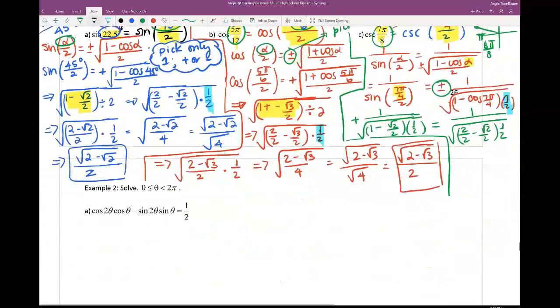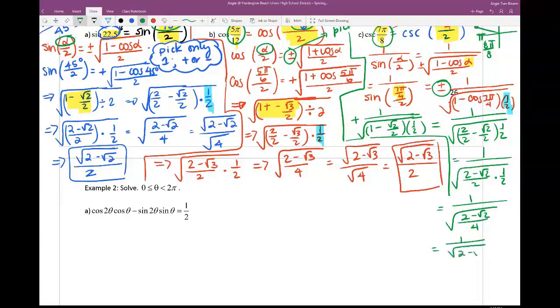Okay, keep on going. Then 1 over. Now the denominator is the same, so 2 minus rad 2 all over 2, times 1/2. Keep on going. 1 over big radical, 2 minus rad 2 all over 4. Okay, but as you know, you can take out the denominator because the square root of 4 is 2. So 1 over radical 2 minus rad 2 all over 4. I'm sorry, all over 2. Square root of 4 is 2.